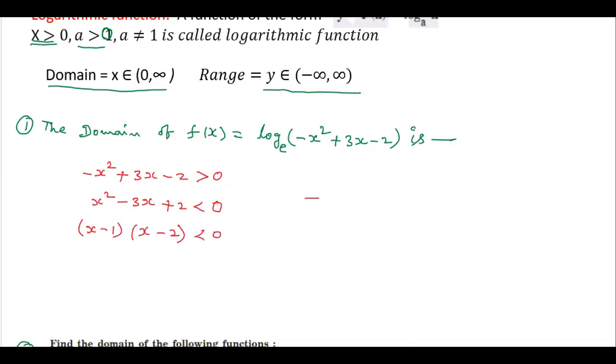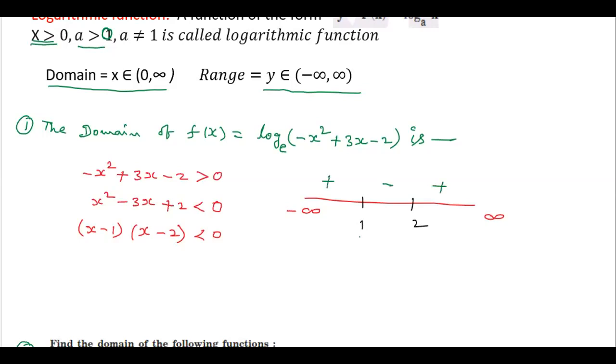By observing the wavy curve method, draw the number line. This is infinity. This is minus infinity. So what are the numbers here? 1 and 2. So we know that in the wavy curve method, first it is positive, next negative, next positive.